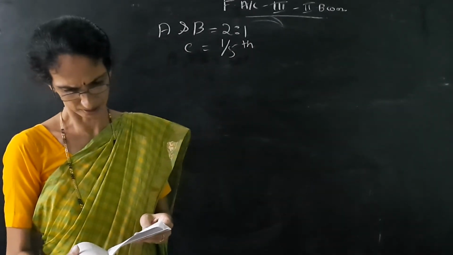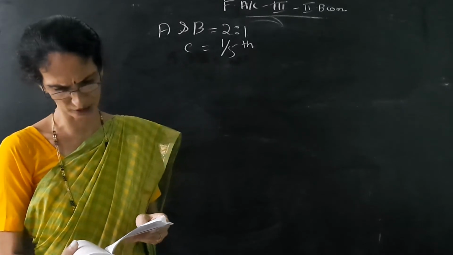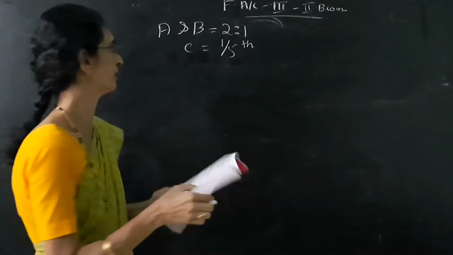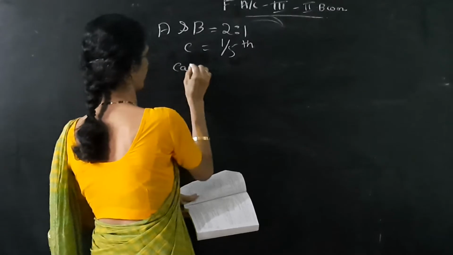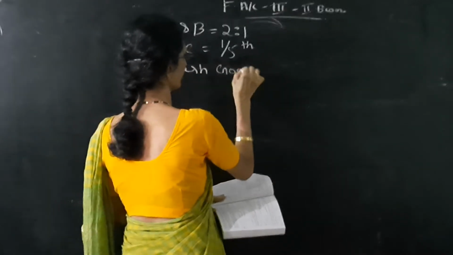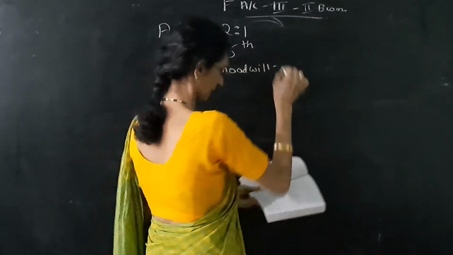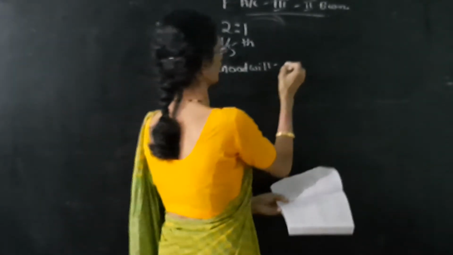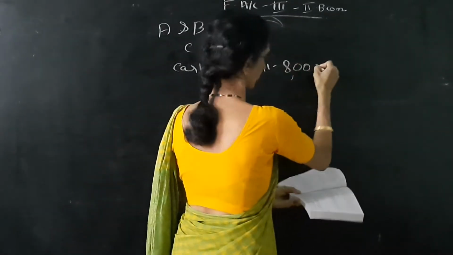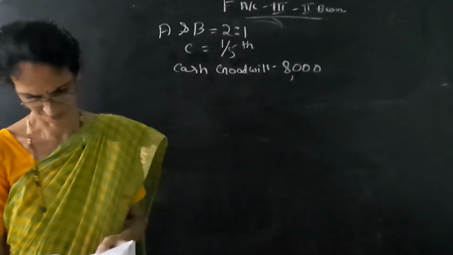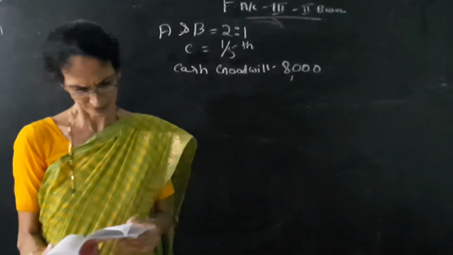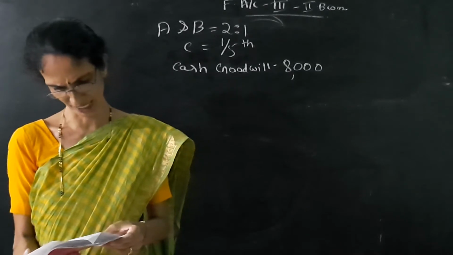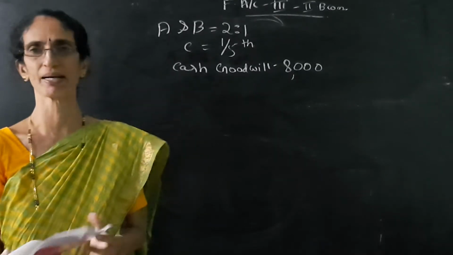Then he pays rupees 8,000 in cash for goodwill. So he brings cash for goodwill, which is clearly given, 8,000. Then A and B decided to share future profit equally among themselves.